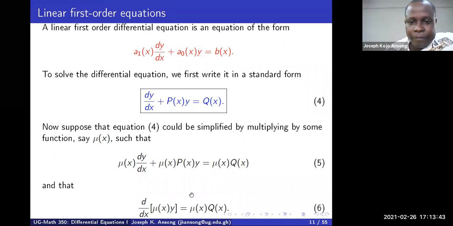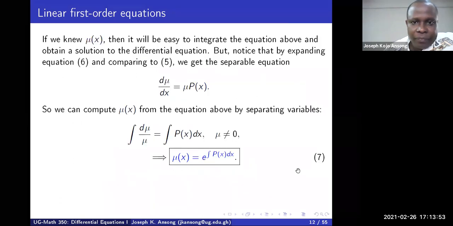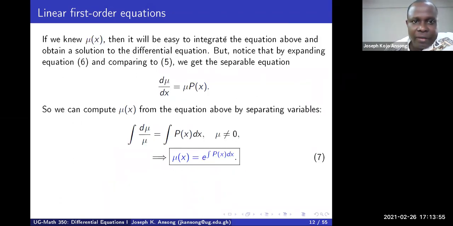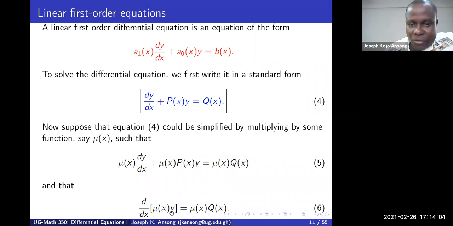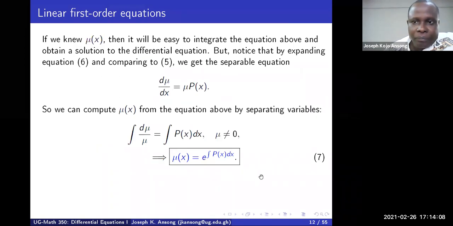Okay. So question is, how do we actually find this mu of x? Well, what I said is what I've written here, right? If we knew what mu(x) is, then it's easy to integrate this. Once we integrate both sides, then we can solve for y, as long as we know mu. Okay. So question is, how do we actually find this mu?